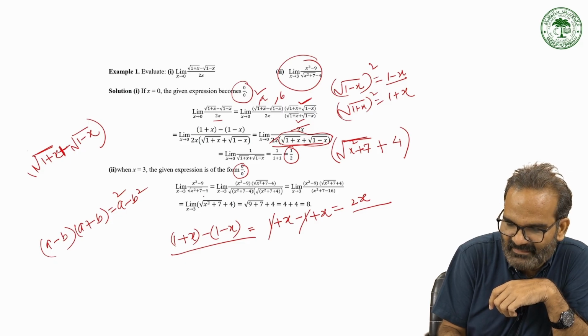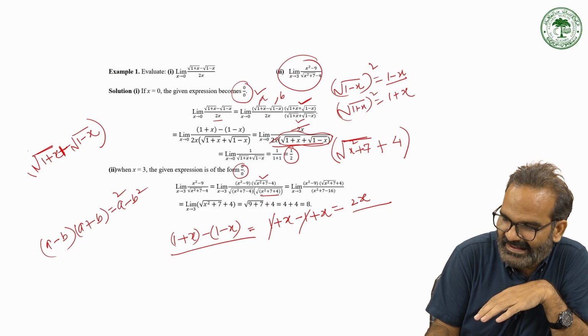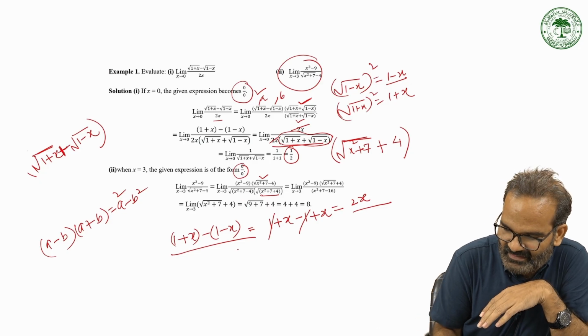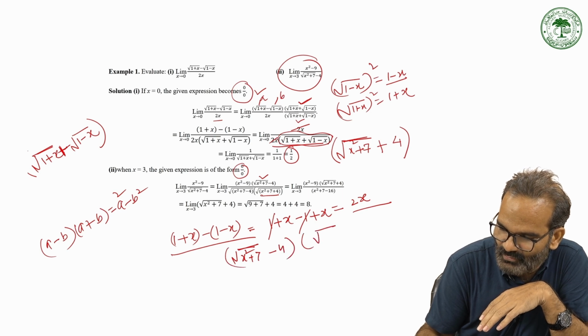We are dividing and multiplying by root x square plus 7 plus 4, this quantity. Here the numerator will remain as it is, no change. Here the same thing, a plus b, a minus b: root x square plus 7 minus 4 is the first factor, root x square plus 7 plus 4 is the second factor. This is a minus b, this is a plus b. So you will get a square minus b square.